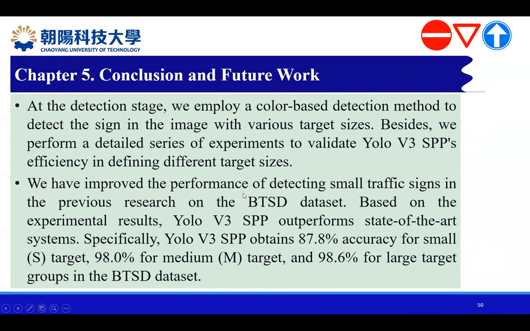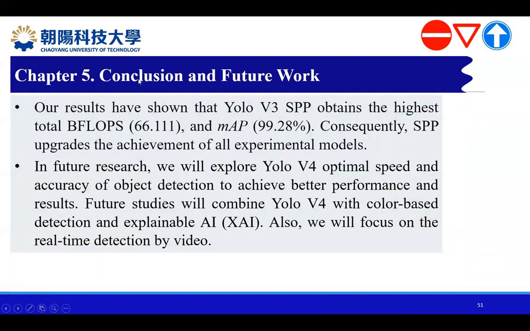We have improved the performance of detecting small traffic signs compared to previous research on the PTSD dataset. Our results have shown that YOLO-V3 SPP obtains the highest total BFLOPS. In future research, we will explore YOLO-V4 optimal speed and accuracy of object detection to achieve better performance and results. Future studies will combine YOLO-V4 with color-based detection and explainable AI. Also, we will focus on real-time detection from video.